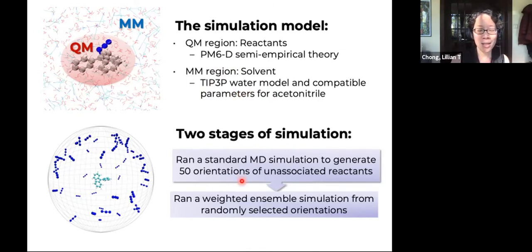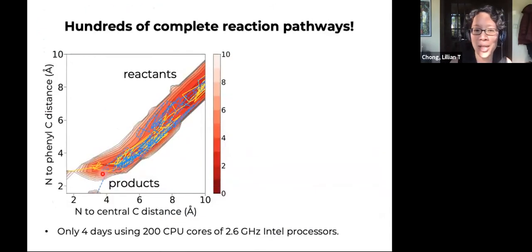And then we ran the simulations in 2 stages. First we ran a standard simulation to generate 50 orientations of the unassociated reactants. And then we ran a weighted ensemble simulation, actually multiple weighted ensemble simulations, from randomly selected orientations. And what you're seeing on the left here is the location of all these different azide anions relative to the carbocation. We were able to generate hundreds of complete reaction pathways.